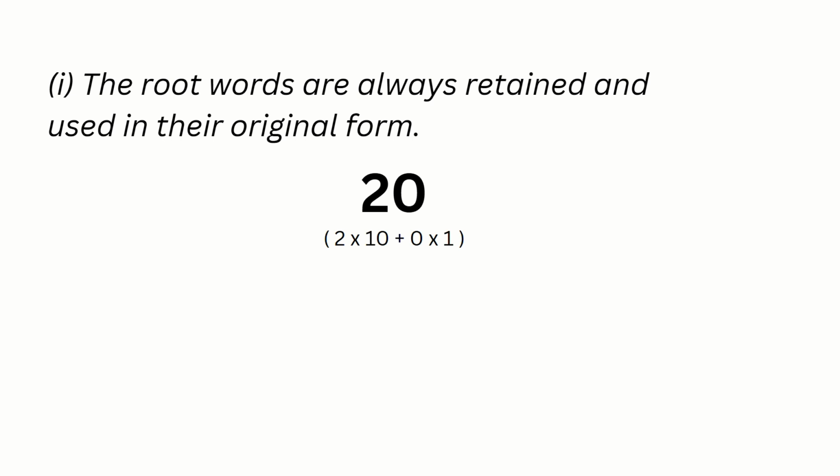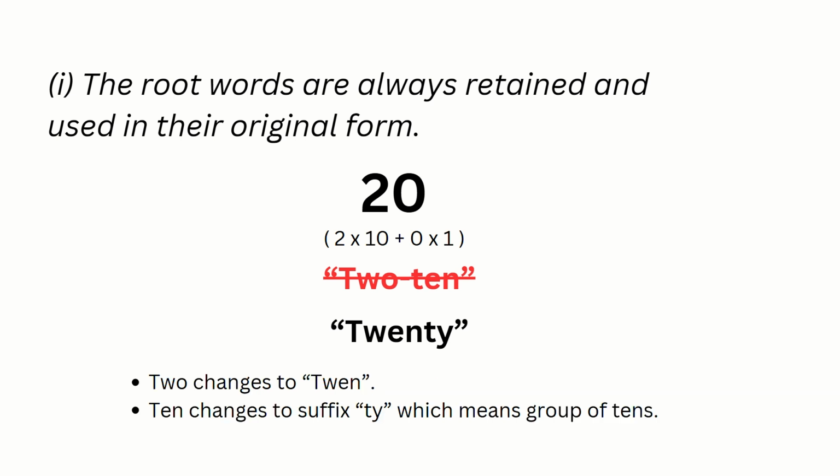So the term for this number should have been twenty-ten, so it should have been 210, but as we all know, it is not the case. We call it twenty and not 210, because in twenty the 2 changes to twen and 10 is represented by the suffix -ty, which means group of tens.